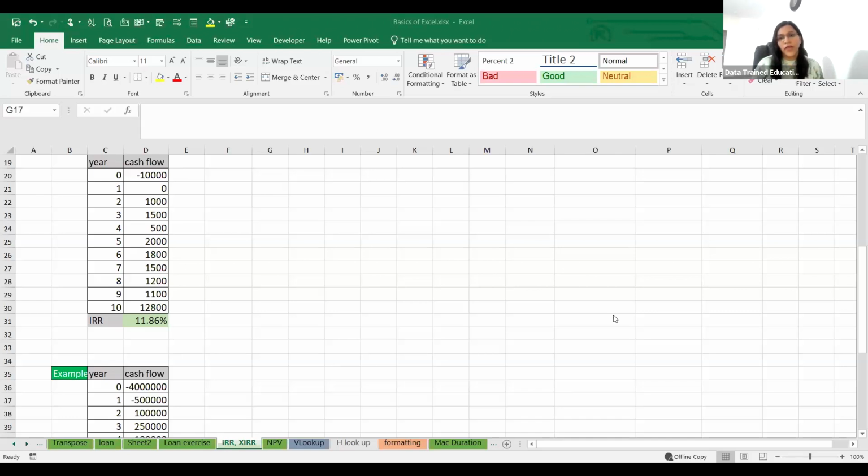Okay, Chandan. One answer I have received, IRR for regular intervals, fine. Next is IRR is used during regular period of intervals and XIRR is used when there are irregular period of interval. Fair enough.